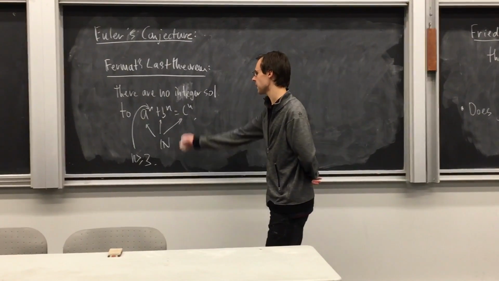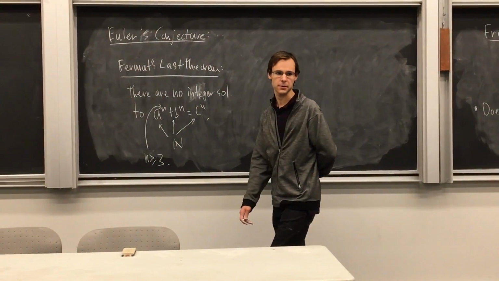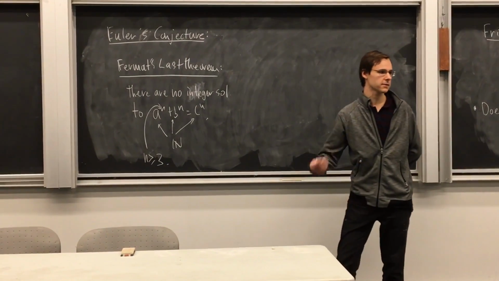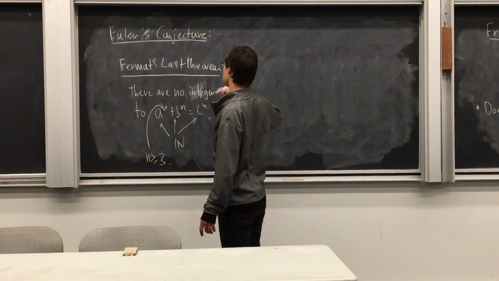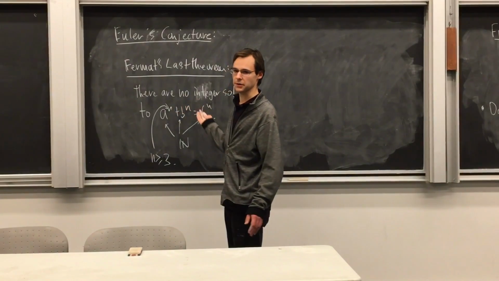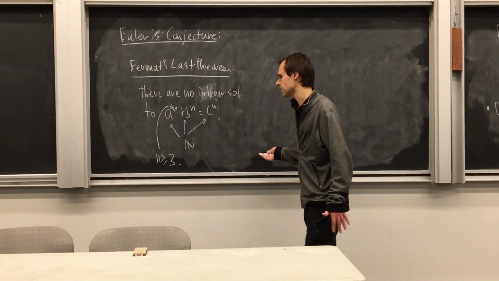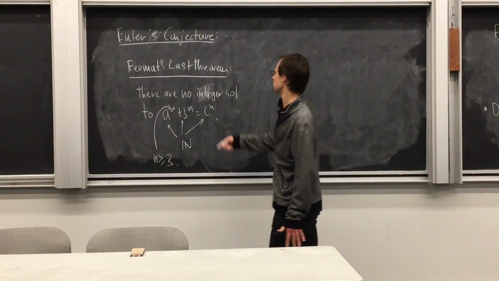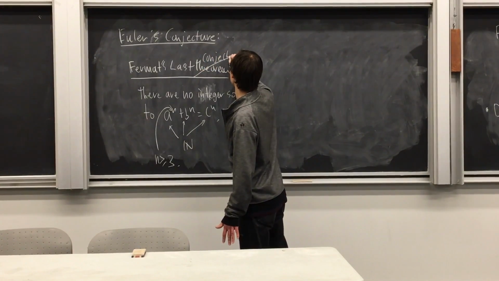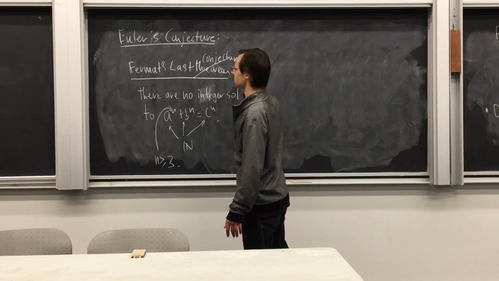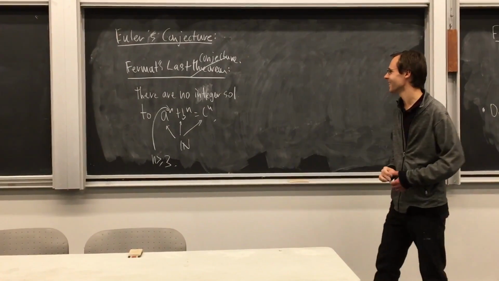Of course, if n is 2, then we get a Pythagorean triple. So we do know that there are infinitely many of these. We know exactly what they look like. That problem has been solved. Then people started wondering what happens when we increase the size of the exponent. And this really should be called Fermat's last conjecture, because he never gave a proof, although he said he had one, but he was a liar. He did not have one.